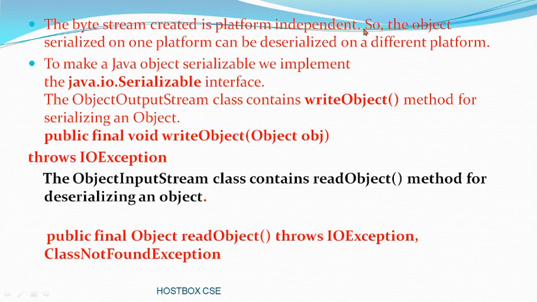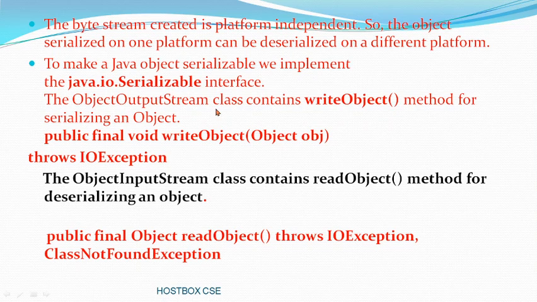Here the byte stream created is platform independent, remember, so an object serialized on one platform can be deserialized on a different platform. And to make a Java object serializable, we have to implement the java.io.Serializable interface. So java.io.Serializable is mandatory whenever you use the serialization concept.